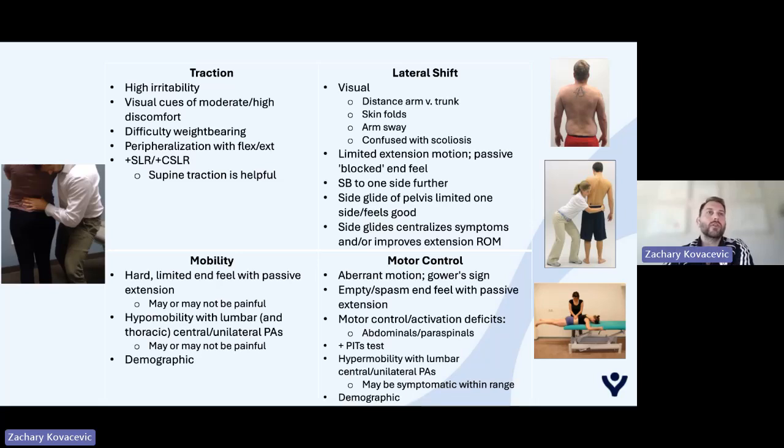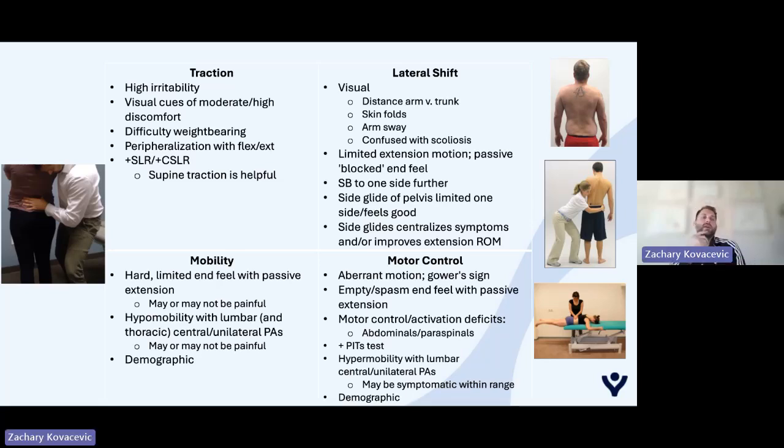If you look at the picture underneath that with the female therapist performing a lateral shift correction or lateral side glide, these would typically feel good and potentially help centralize symptoms and/or create an environment where extension range of motion can be had to further centralize symptoms as well. So these are things that are indicative of a lateral shift being present.